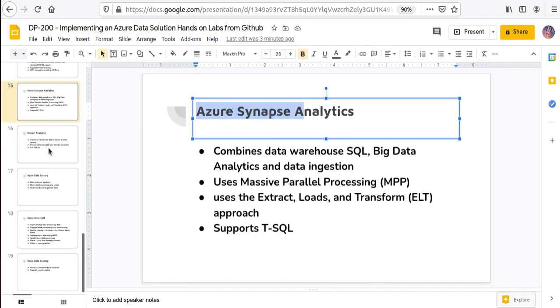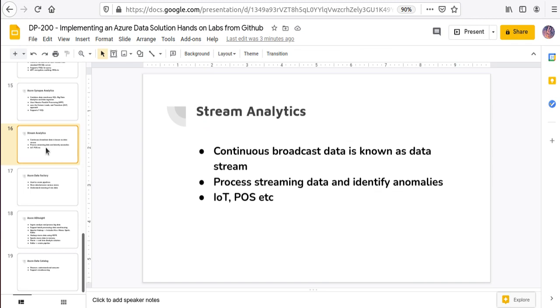Okay. The next one is Stream Analytics. Stream Analytics is really for when you have streaming data. Think about IoT or point of sale, where you are periodically sending lots of data back and forth, and you need to look at the data, look for anomalies, and respond to the data almost in real time. So this is the solution that Azure has.